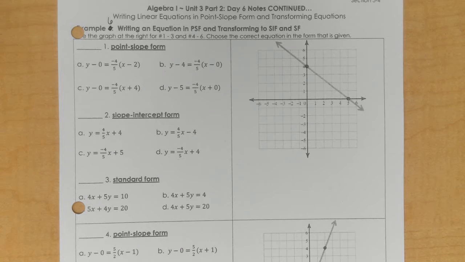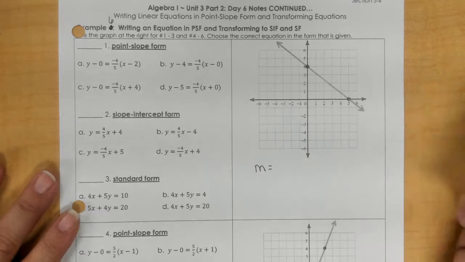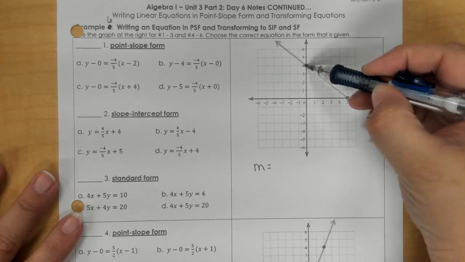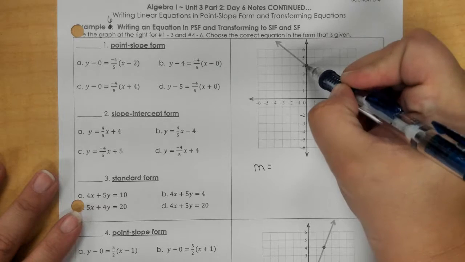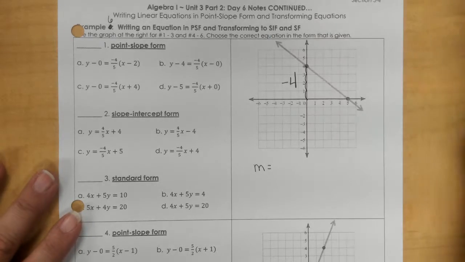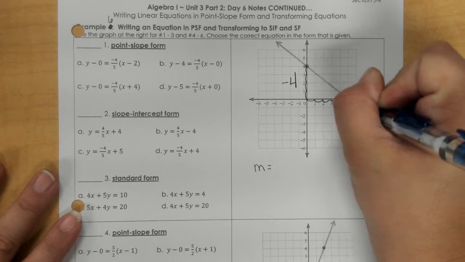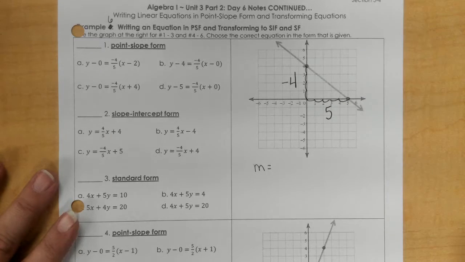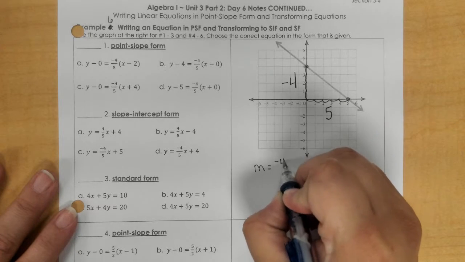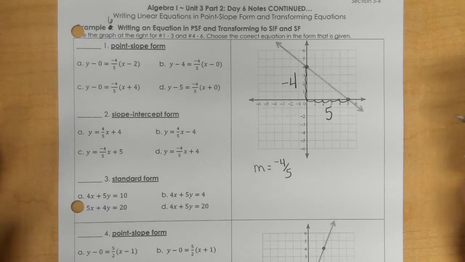So first, we have to come up with what components we need. Well, we always need slope. So m is your slope. Let's find that. From my most left point to my most right point, I'm going to go down 1, 2, 3, 4, so that's -4. And I'm going to go to the right 1, 2, 3, 4, 5. So my slope is -4/5. Can't reduce that, can't divide that evenly, so I'm just going to leave it.